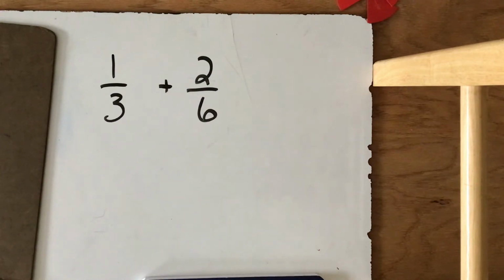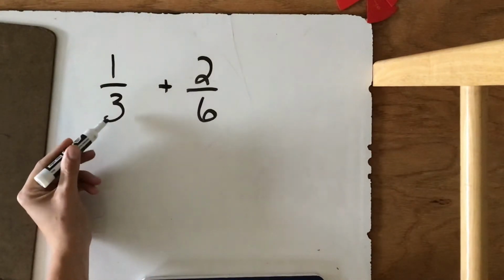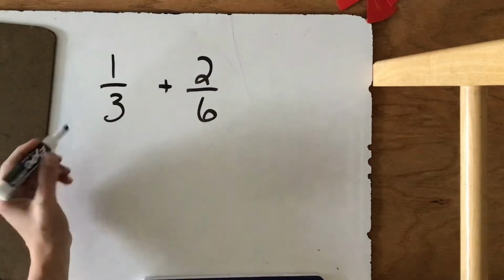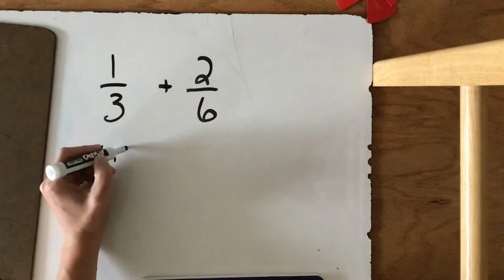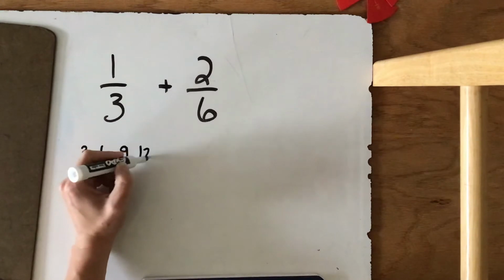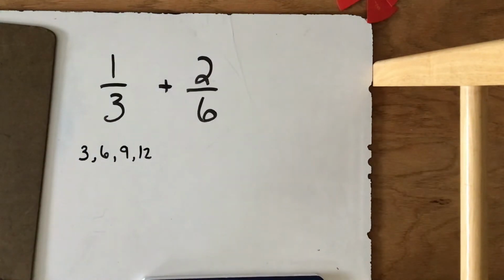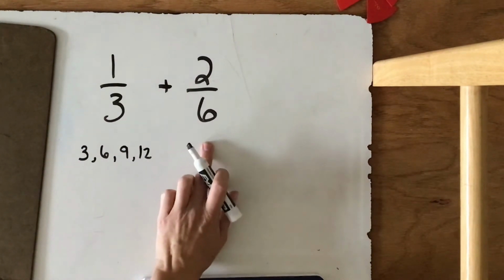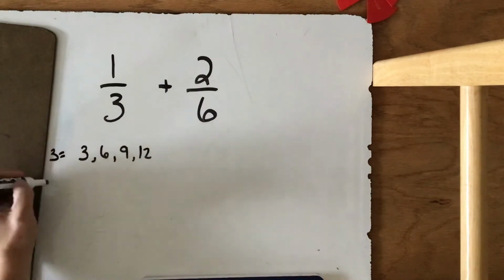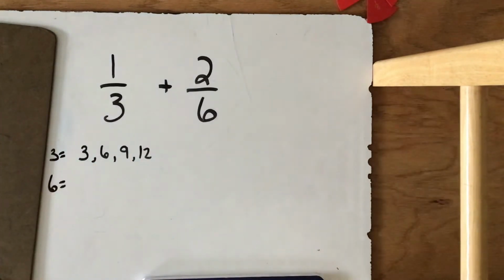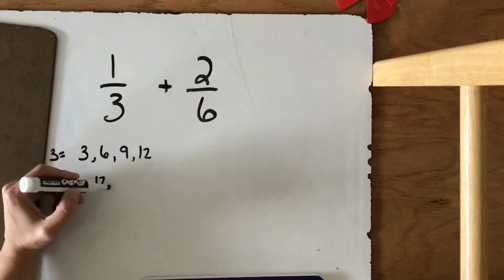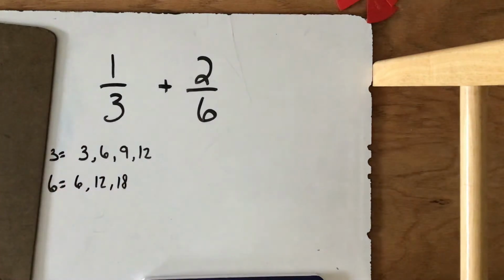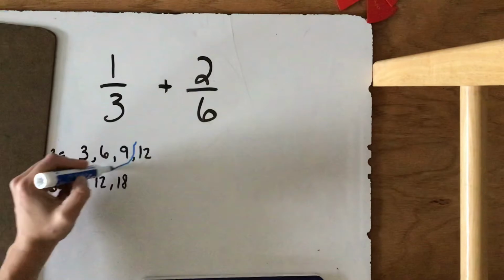Let's start with our 3. So we're going to count by 3s. 3, 6, 9, 12. Let's stop there. Now let's do our 6. I'm going to do my 3 down here and my 6 down here so I can compare them easily. Let's count by 6s. 6, 12, 18. Oh, we already found a common one. 12 is our common one.